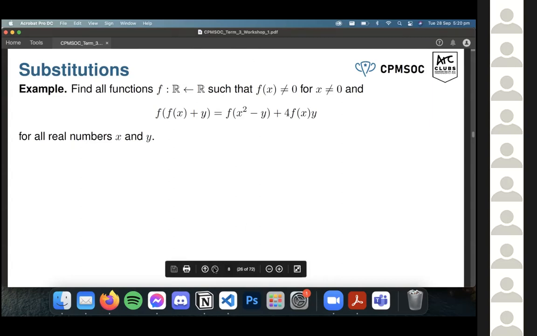So this one here is a little bit of a mess, but we'll see what we can try to do to get our heads around it.